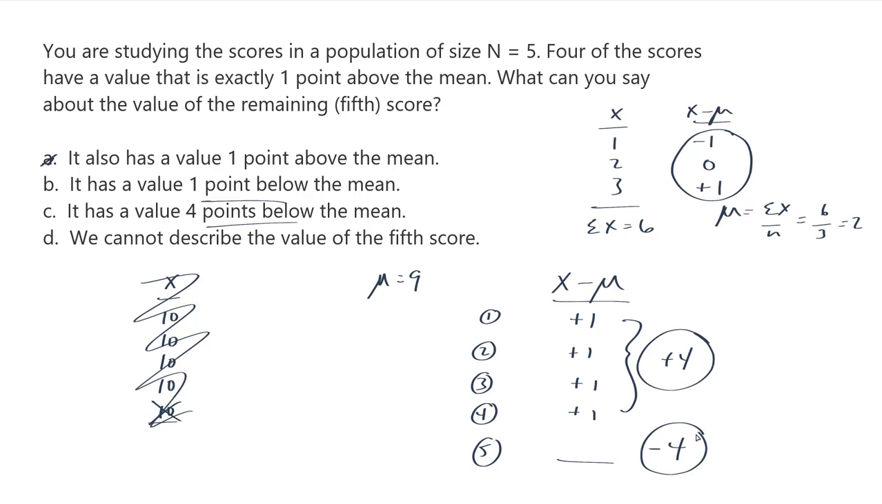The mean always balances the distance to the numbers above with the distance to the numbers below. So even though we don't know what these numbers are, we do know that if we have so far totaled a distance above the mean of 4, we need in that fifth value to compensate for that. We need to balance it out by being 4 below.